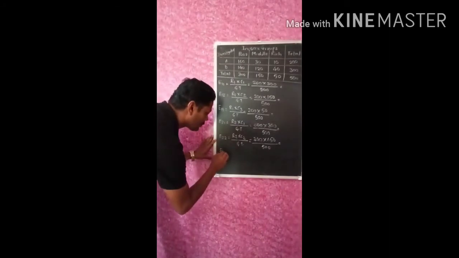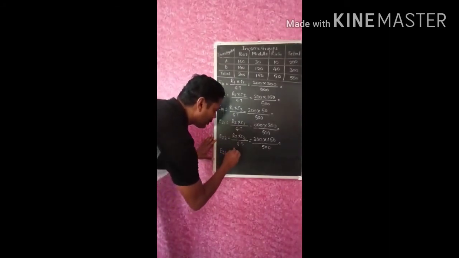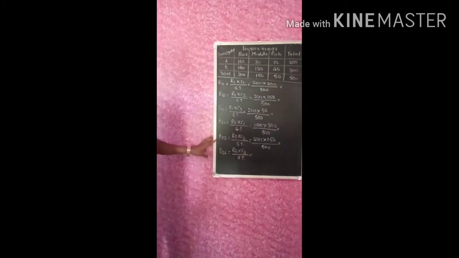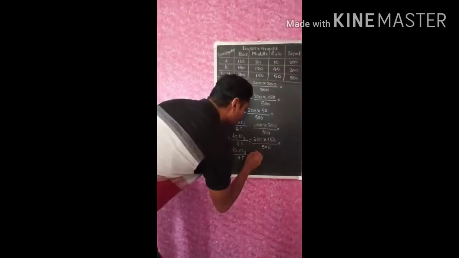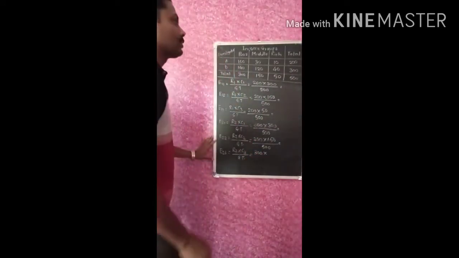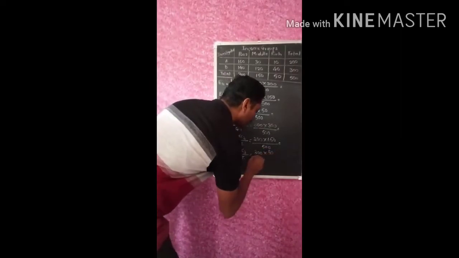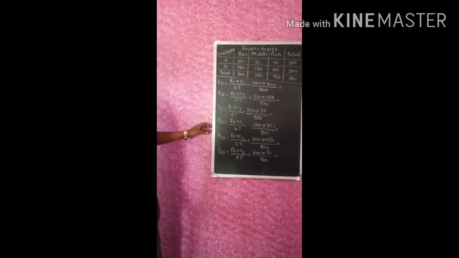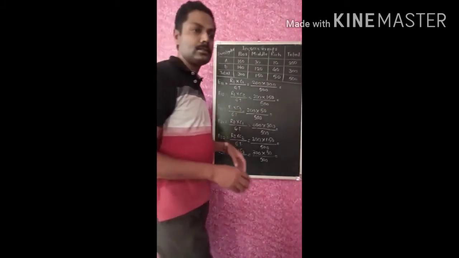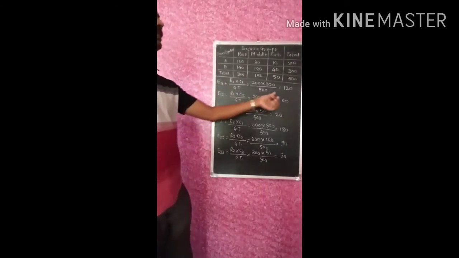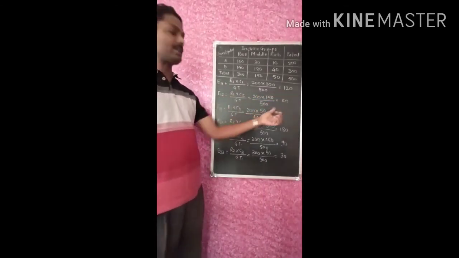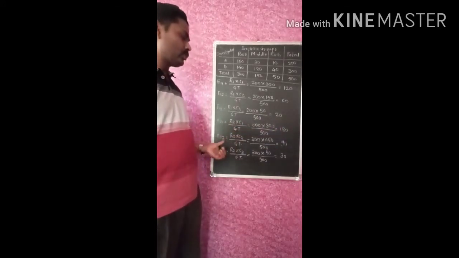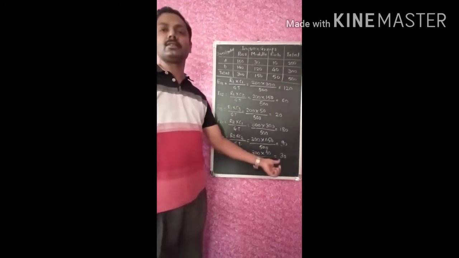And last one, E23, R2 into C3 divided by grand total. R2 second row total 300, third column total 50, divided by 500. We will have these values: E11 it is 120, E12 60, E13 20, E21 180, E22 90, and E23 30.